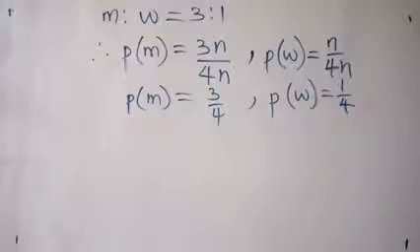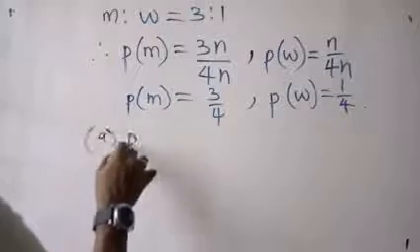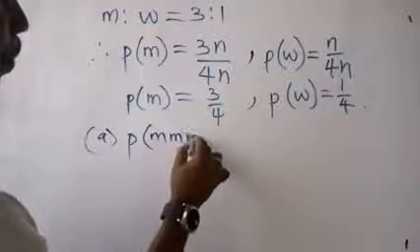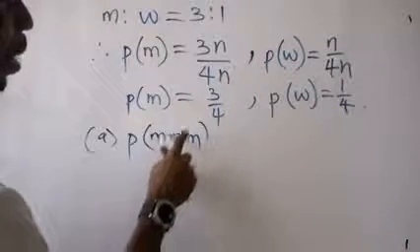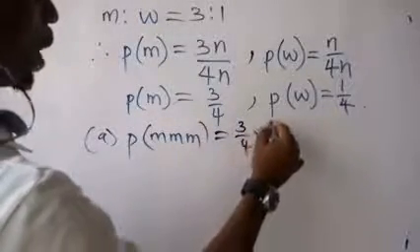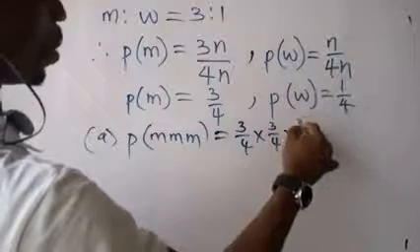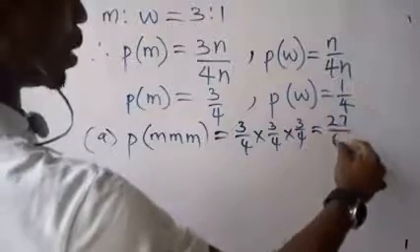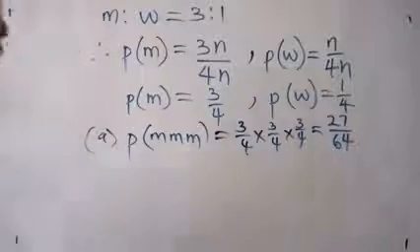So let's answer the first question. In this question, we are asked to choose 3 people, and we are told to find that they are all men. So the probability that they are all men, all the 3 are men, will be: the first is a man, second is a man, third is a man. And that will give us 3/4 times 3/4 times 3/4, and that happens to be 27/64. As simple as that.